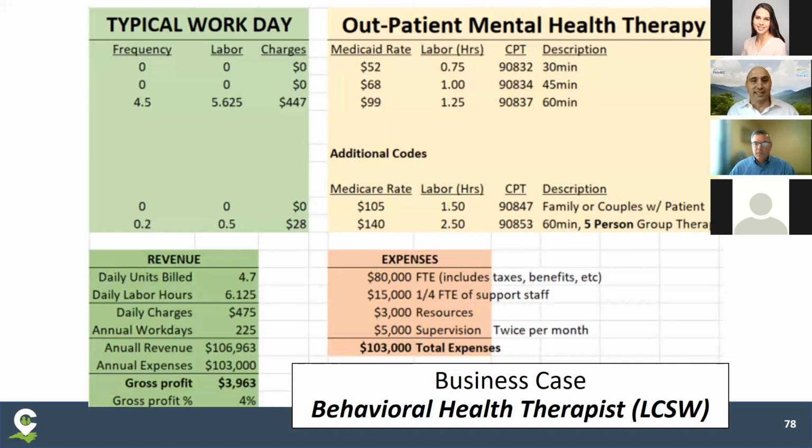And I'm not going to go over this in detail, but if an LCSW can see 4 to 5 patients a day and do one group a week, I'm showing we can break even. And again, you can see the numbers here. I'm estimating 80 grand in total compensation. I'm adding a quarter-time full-time equivalent staff member. That's more front desk person checking people in, more scheduling, more billing.